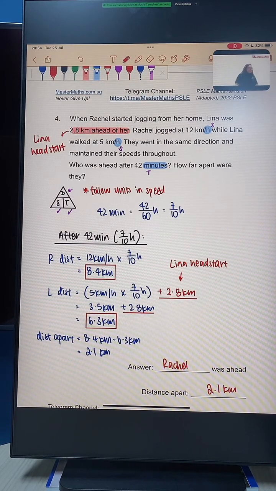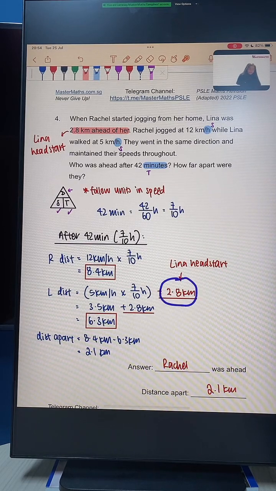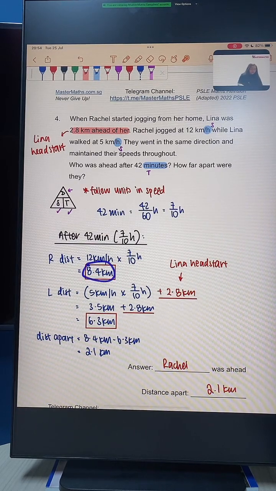For those of you who got this correct, very, very good. If you did not, just remember, you have time, you have speed, you can look for the distance. Even if you forgot about the head start, if you went to go and look for the distances first, you can get some method marks.